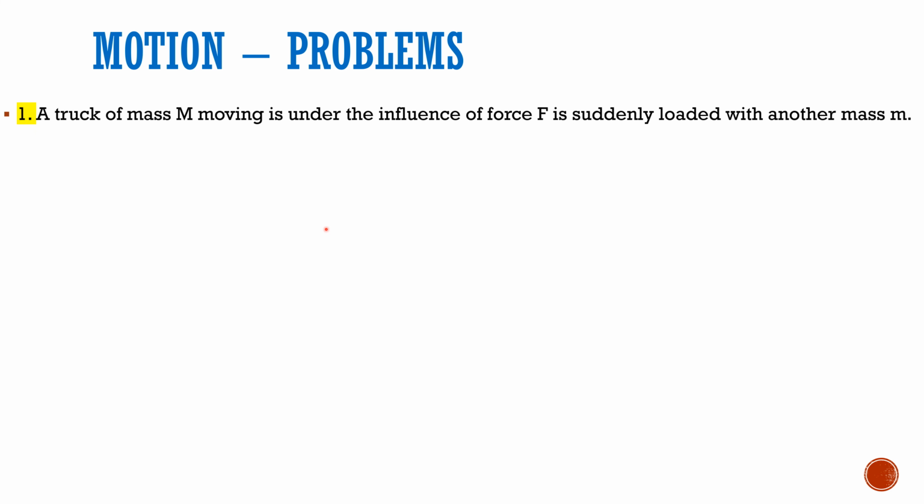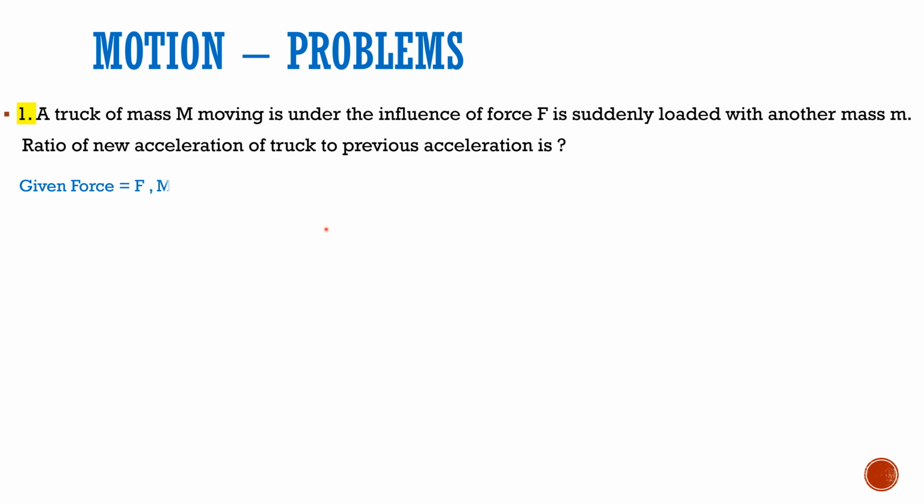The problem says a truck of mass capital M is moving under the influence of a force F. It is loaded suddenly with a mass small m, and we need to find the ratio of the new acceleration with respect to the previous acceleration. So going back to the basics, since it is under the influence of force F, we know F is ma, right? So the acceleration A will be equal to F by M, right?